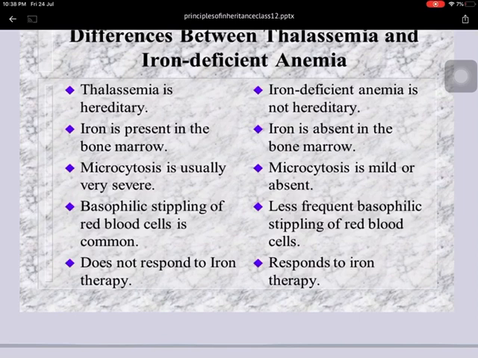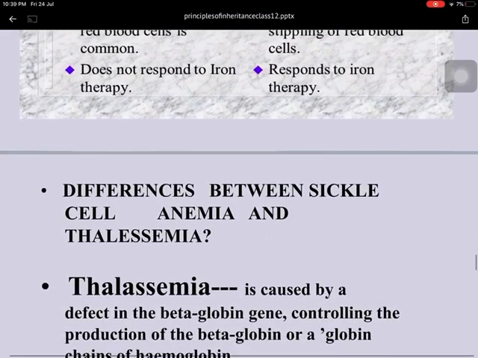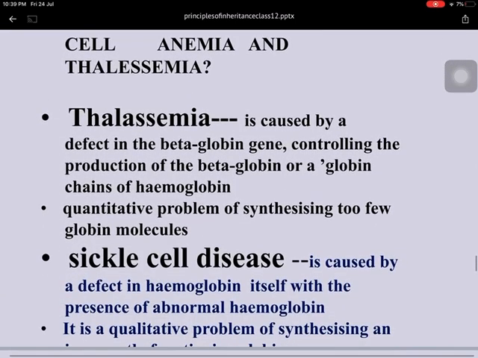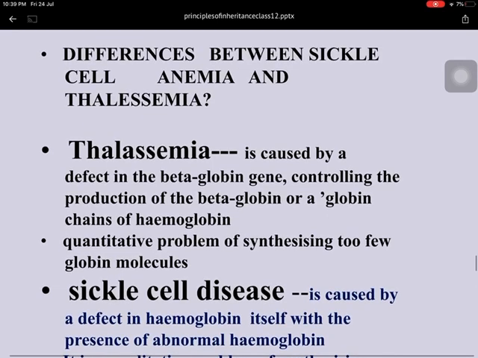Basophilic stippling of red blood cells is common in thalassemia, whereas basophilic stippling of red blood cells is less frequent in iron deficiency anemia. And thalassemia does not respond to iron therapy, but simple anemia responds to iron therapy. Difference between sickle cell anemia and thalassemia, this is an important question again.